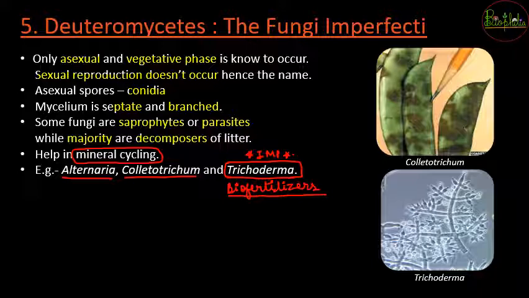So Trichoderma is an example that you need to remember, which is also going to come in your class 12. So do remember this example that comes from Deuteromycetes, the fungi imperfecti. So this was the end for the examples of Deuteromycetes. Now let's see the next topic.